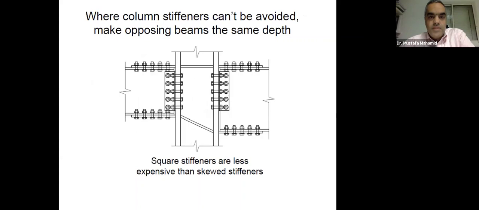Where column stiffeners cannot be avoided, make opposing beams the same depth to avoid something like this. So you can use both beams at the same depth, even if you don't need that for connection purposes. You can do that.